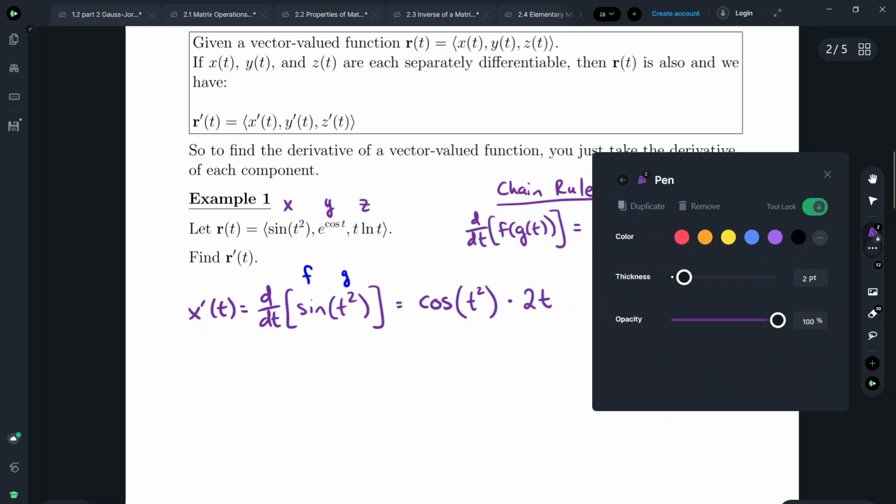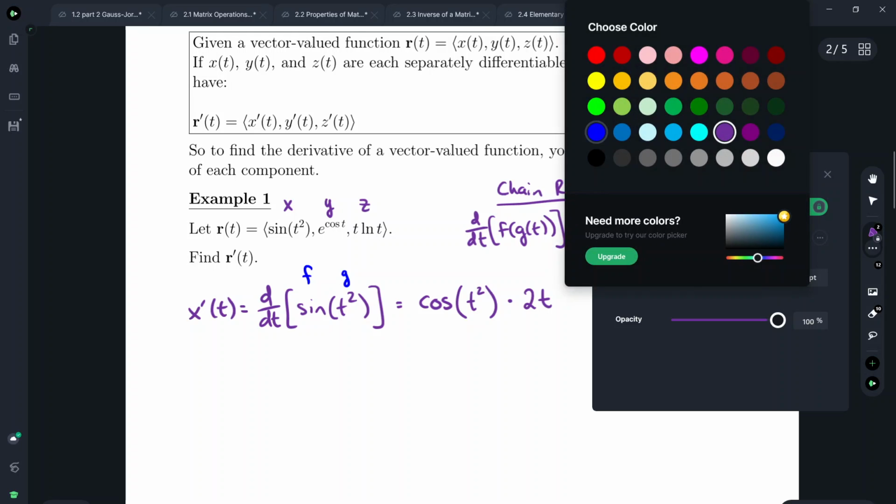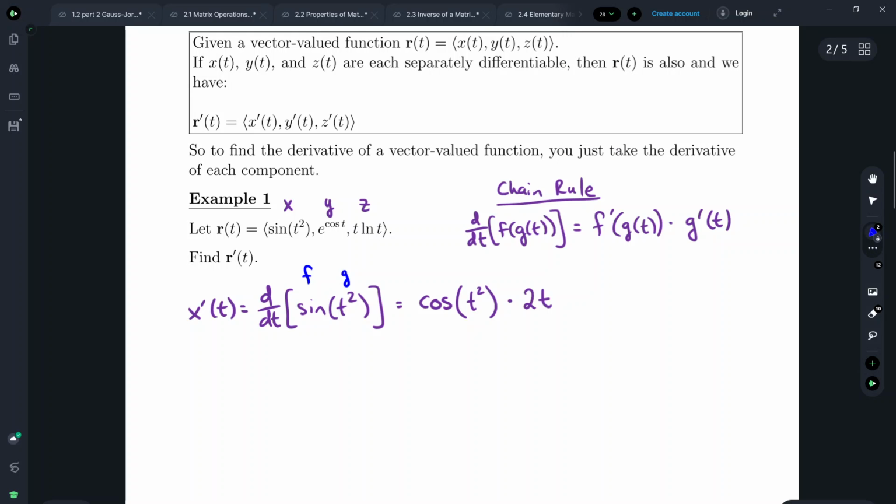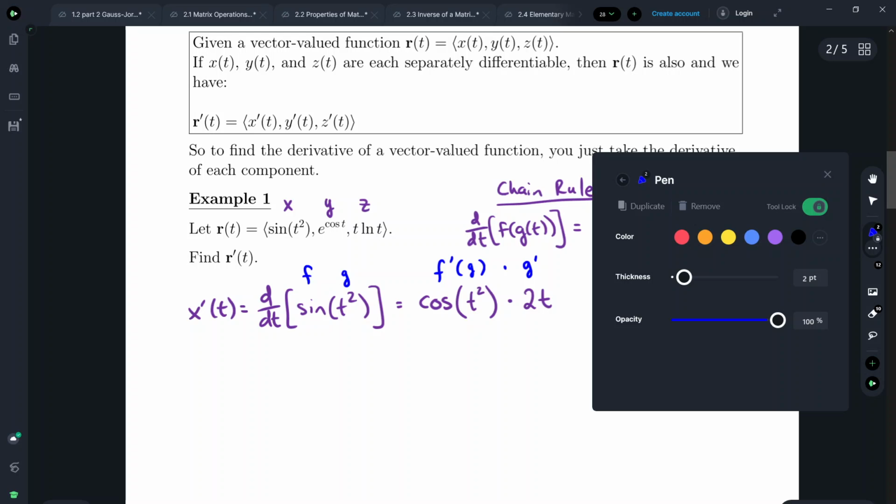Okay, so this is the chain rule formula. Let me write it out again so you can see exactly the different parts. The cosine was f prime, then inside the f prime, the g stays the same, so that was the t squared, and then times g prime. Okay, so that's x prime.